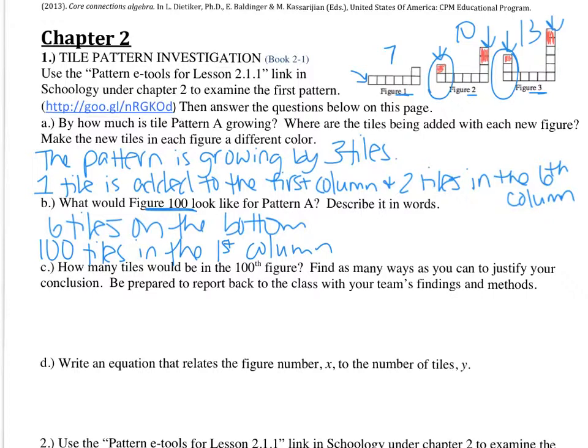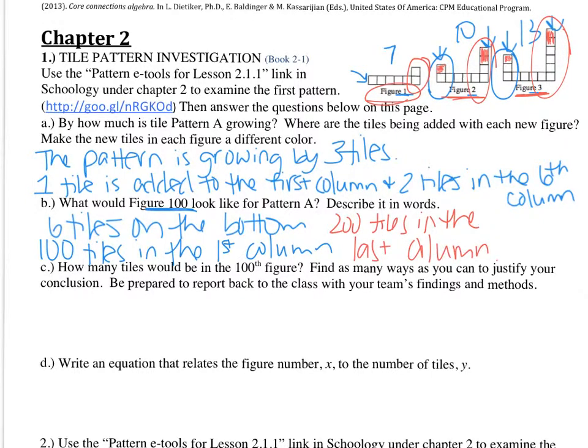The last column, I see a connection that we're going to take the figure number and multiply it by 2. So if I go back to Figure 1, 1 times 2 is 2, which is how many tiles are in that last column. For Figure 2, 2 times 2 is 4, and that's how many tiles are in that last column. And for Figure 3, 3 times 2 is 6, and there are 6 tiles in that last column. So if I have Figure 100, I'm going to take 100 times 2, so there's going to be 200 tiles in the last column. So that is what Figure 100 would look like.